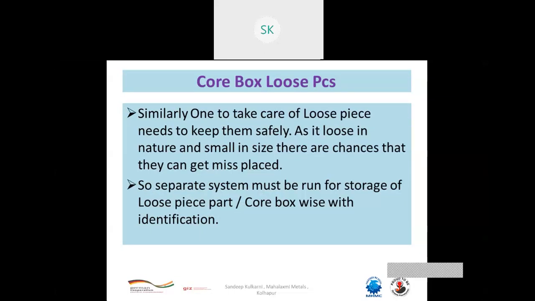Next important thing is loose pieces. There are many times in core boxes where loose pieces are required, and similarly one has to take care of loose pieces, and keep them safely as they are loose in nature and small in size. There are always chances that they can get misplaced, and the production will not get them in time, or if we lose one, then you have to go for another loose piece. We have to take trials and all these things. So you have to keep them in safe areas, in safe control, so that a person can get it easily whenever he requires. So a separate system must be made for the storage of loose pieces for the pattern as well as the core box, both with proper identification.